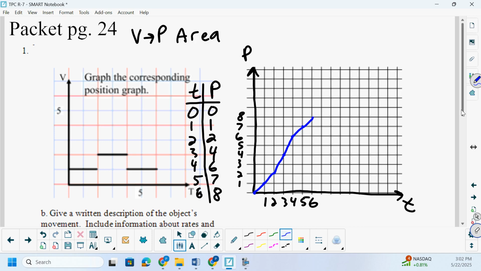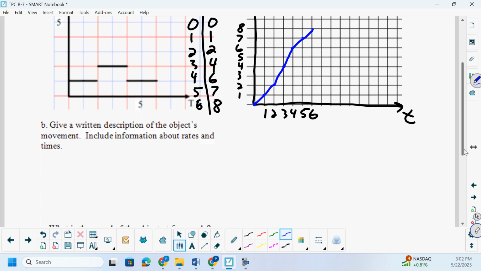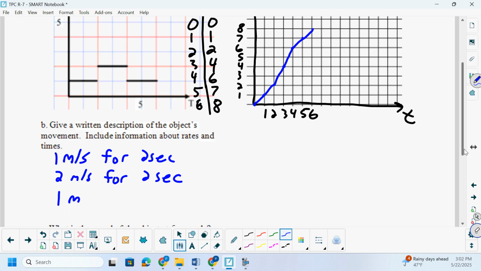So now for our follow-up questions, we're going to give a written description, and it's easiest to give the written description from the velocity graph, so we'll tell how fast and for how long. So that first section there, we typically use meters and meters per second as our units, so we'll say 1 meter per second for 2 seconds. And then we'll go 2 meters per second for 2 seconds. And then we're back to 1 meter per second for 2 seconds.